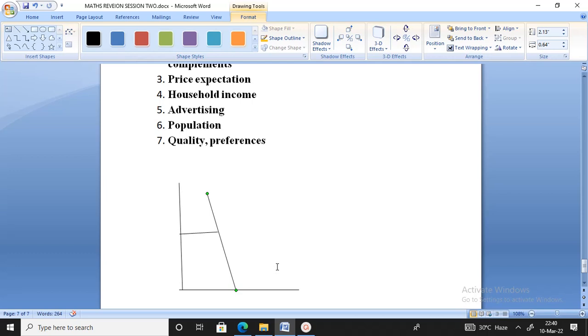Then the other thing that will happen is if any firm tries to increase the price above the market price, the other firms will maintain their prices in the hope of winning customers from that firm that has increased the price. So you find that at a price above the market price, demand is very elastic. So you have to draw an elastic demand curve like that.